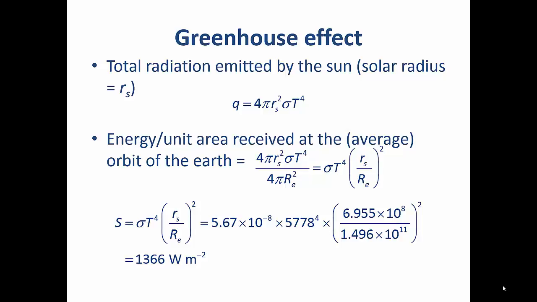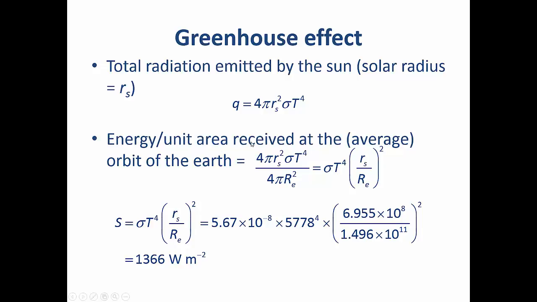As an example of where participating media are important, I want to consider the greenhouse effect in the Earth's atmosphere. So I'll start by considering the total amount of radiation given by the Sun, which is just given by the surface area of the Sun times sigma T to the fourth. I'm treating the Sun as a black body with an effective temperature of 5778 Kelvin.